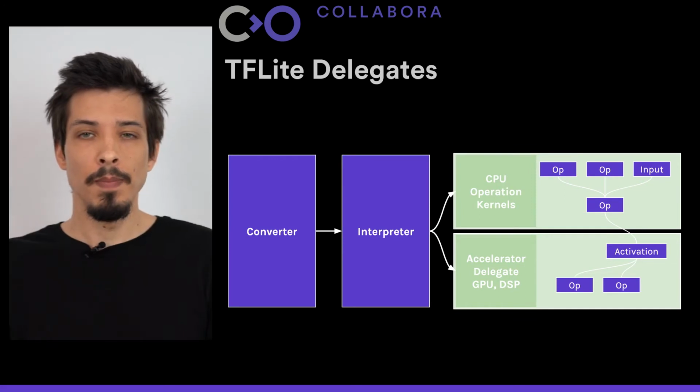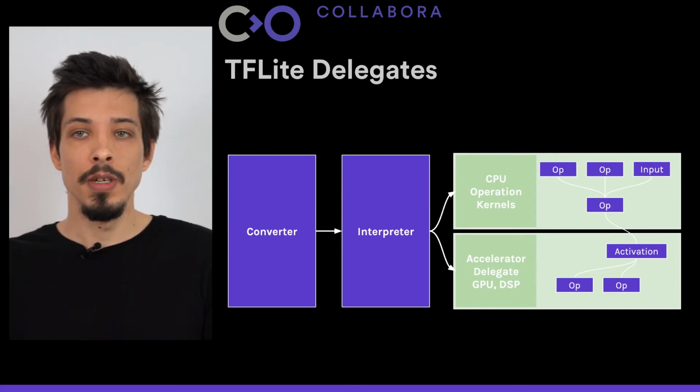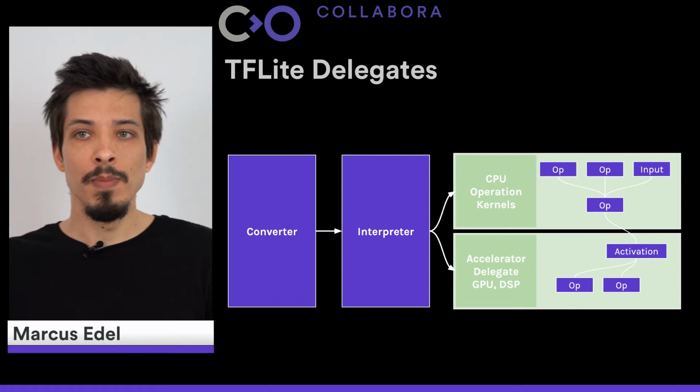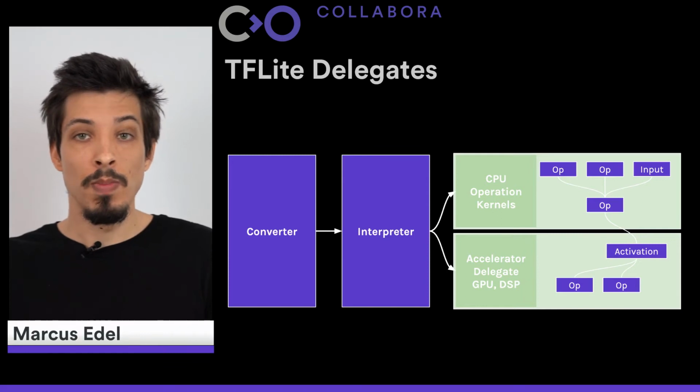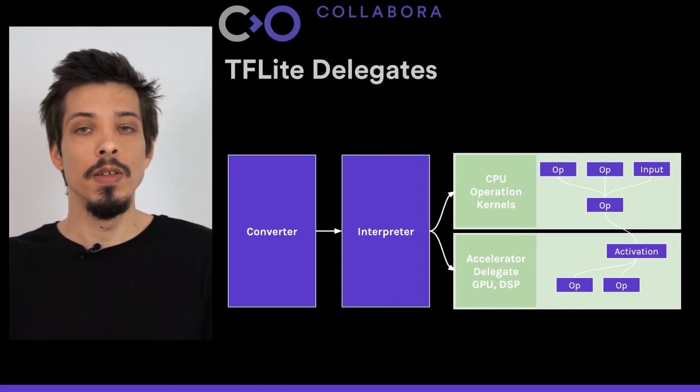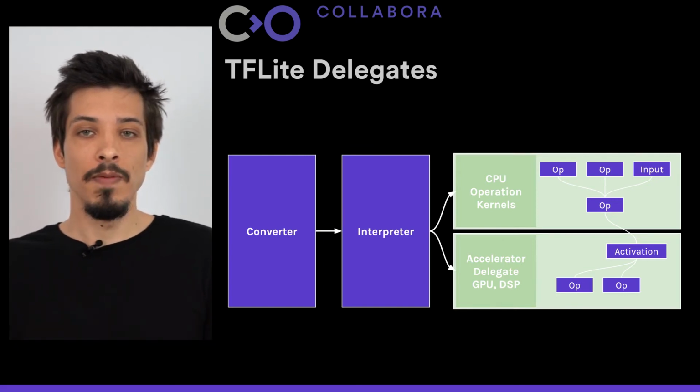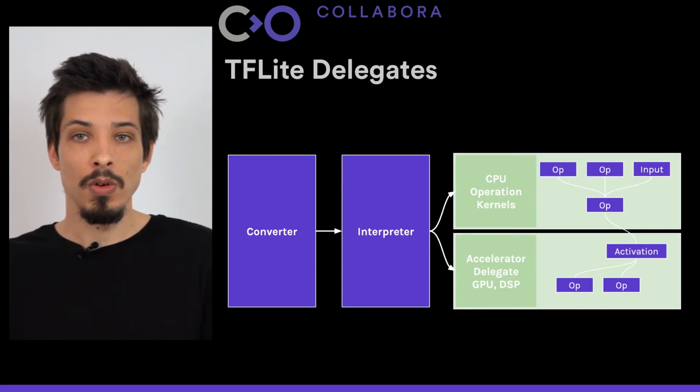Thanks, Aaron. Before we go further into the details, I'd like to go over some of the basics of what delegation is. Typically a user would start with an already trained model, be it in TensorFlow, PyTorch, mlpack, or your favorite network library of choice, and use a converter to convert the model into the TF Lite format. This TF Lite file would then be handed down to the interpreter, which runs the model on the device itself. By default, the model runs on the CPU, so the interpreter would call out to the CPU op kernels.